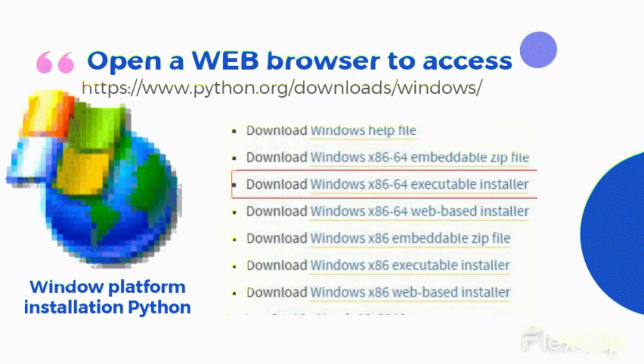Click the link to open the official website. Select the Windows platform installation package in the download list. The package format is Python XYZ .exe file, and XYZ is the version number you want to install.